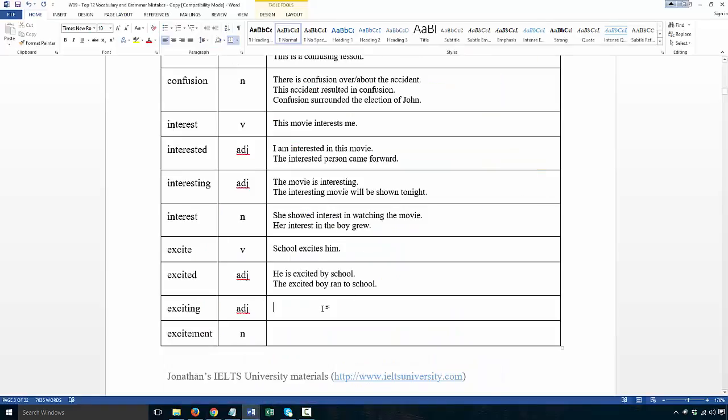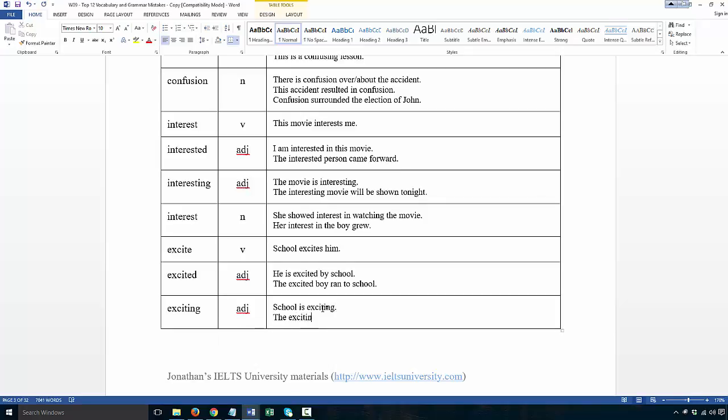Next, school is exciting. The exciting fair, meaning where you go to have fun. The exciting fair cost a lot of money. Maybe you have to enter.